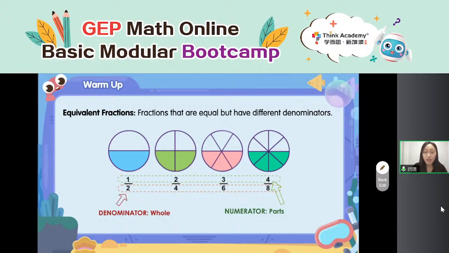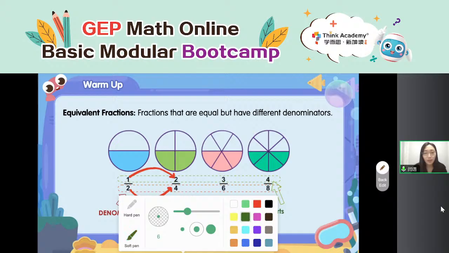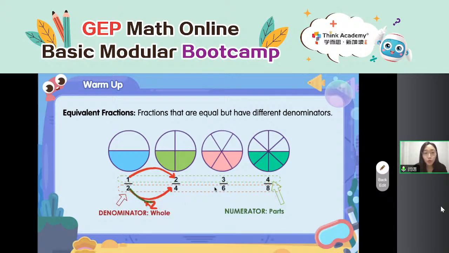Okay, and also here, let's pay attention to the relationship between them. For the denominator from 2 to 4, what did we do? We multiplied by 2, right? So for every part, I divide it into 2 smaller pieces. At the same time, what happened to the numerator? From 1 to 2, we also multiplied by 2. Okay, and next one, let me change the color. What about from 2 to 6? From 2 to 6, I multiplied by 3. And for the numerator, from 1 to 3, that is multiplied by 3 as well.